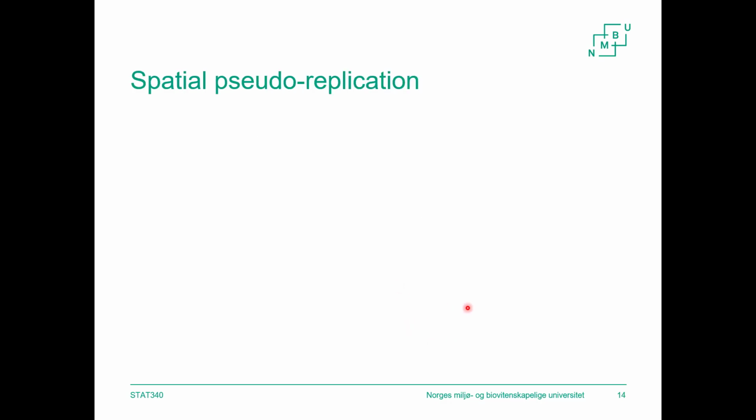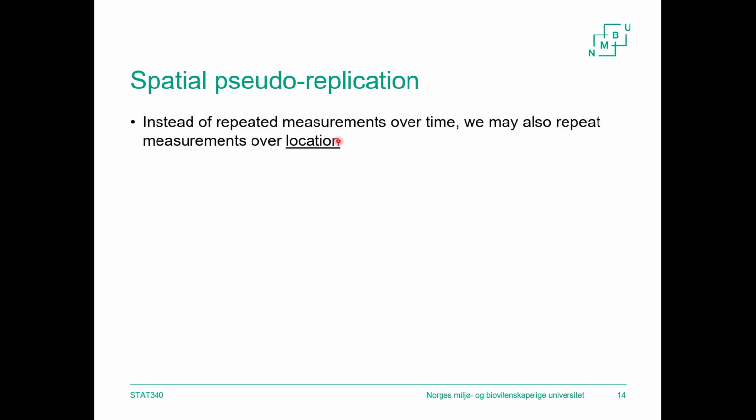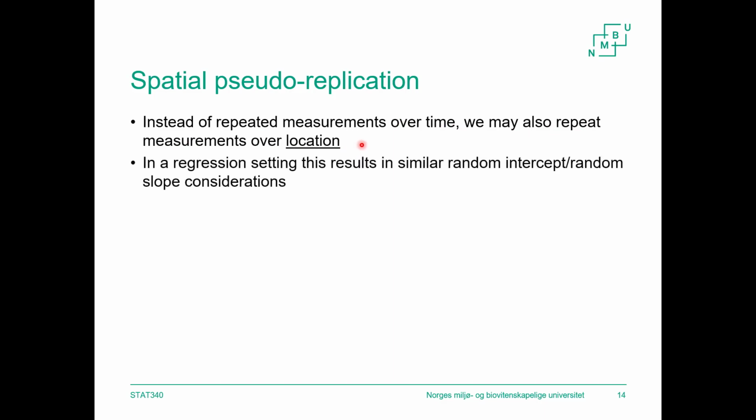Okay, let's round this off with an example of spatial pseudo-replication, which is almost the same as temporal pseudo-replication, right? But instead of repeated measurements over time, we may also, of course, have repeated measurements of a location. So the measurements are done more or less at the same time, but almost at the same place. And that also introduces dependencies, right? So in a regression setting, this results in similar random intercept, random slope considerations.